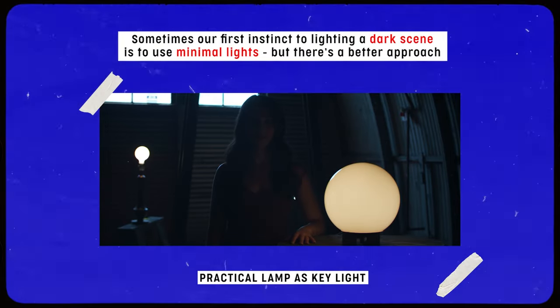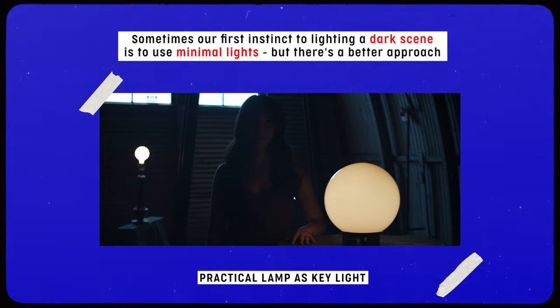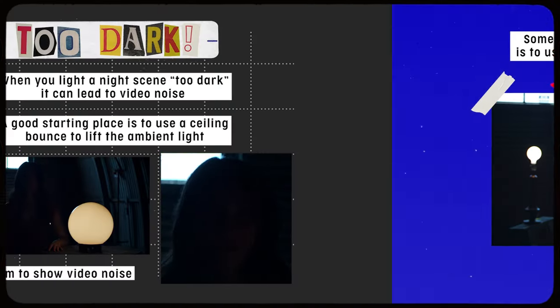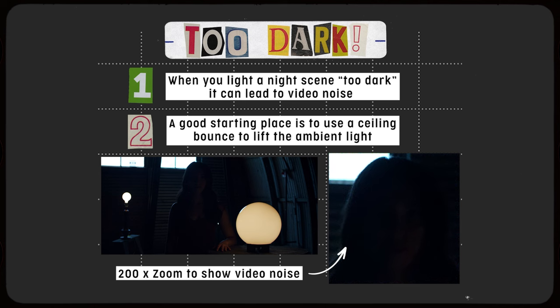Another way I love to use ceiling bounce is when I'm lighting night scenes. The misconception of lighting and shooting a night scene is that you light it with minimal lights so it feels dark. But this becomes tricky because if you end up lighting the scene too dark, it can lead to underexposed shadows and a lot of noise.